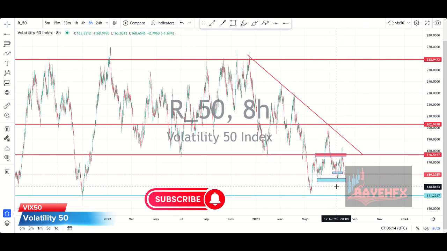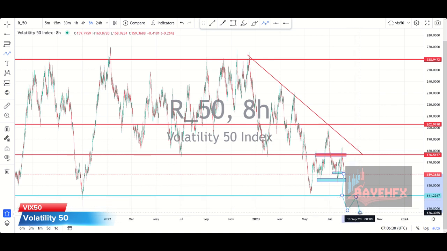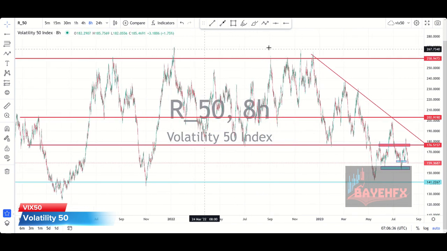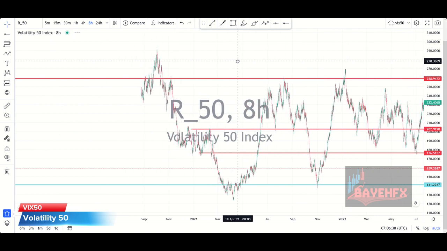But you see here, once we fail to break this particular zone, once we fail to hold above this particular zone here, then we're going to see a push down, a retest, and then we'll start looking for sales to the downside. So we're going to zoom in. As you can see, this was the overall analysis we saw.